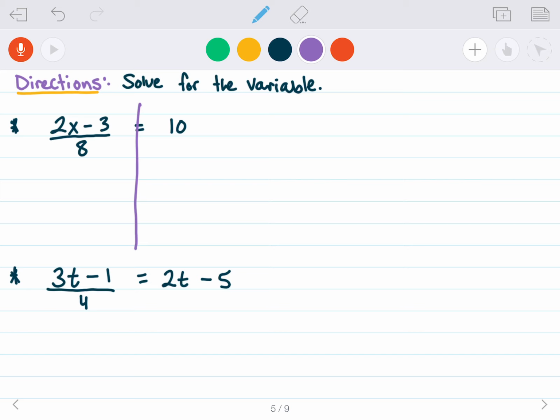Now on the left side, I'm going to get rid of these operations. On the left side, we have multiplication by 2, subtraction by 3, and division by 8. And the furthest thing from x is division by 8. So we're going to start by getting rid of that first. Plus, we don't like to deal with fractions if we can help it. So the first thing I'm going to do is multiply both sides by 8.